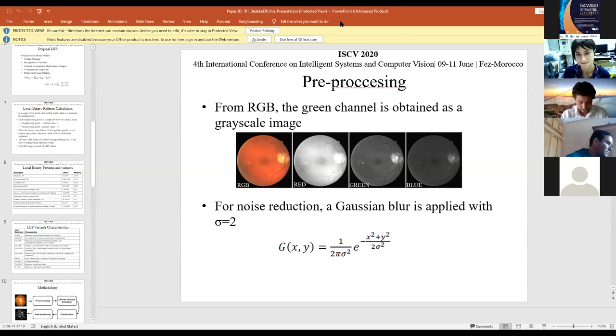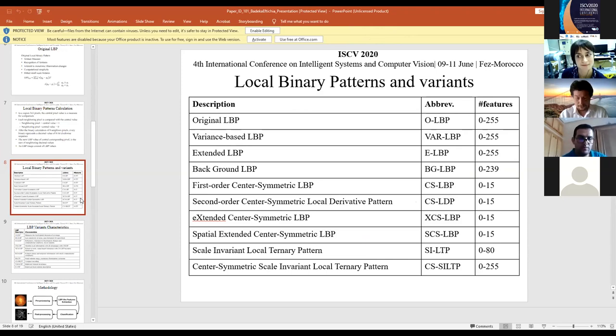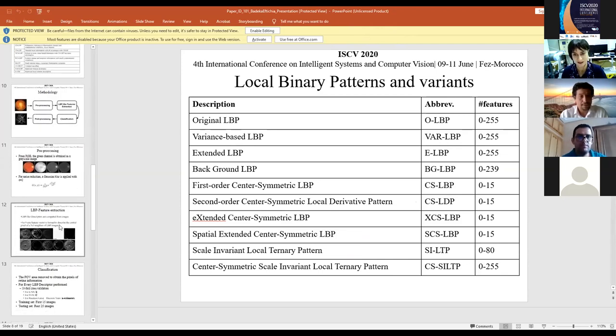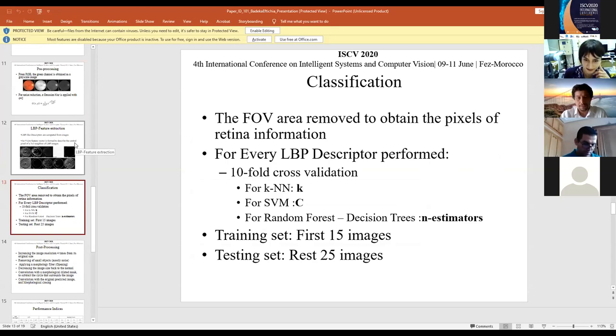Okay, the last one is about a table that you gave here about the cross validation. So really, I understand why your training set contains just 15 images, whereas in the testing you used 25 images. For me, in a machine learning project, usually the training set is bigger than the dev set or the test set. So here, can you explain to me?